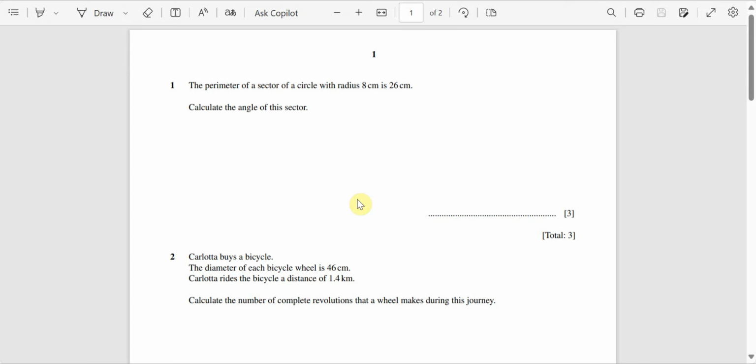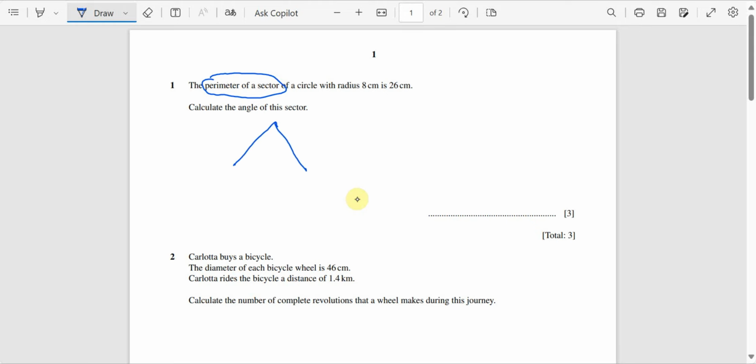Our first question says, the perimeter of a sector of a circle with radius 8 centimeters is 26 centimeters. Calculate the angle of this sector. So we're given the perimeter of a sector. Now in the first place, what part of a circle is called the sector? The sector of a circle is a part of the circle that is bounded by two radii.